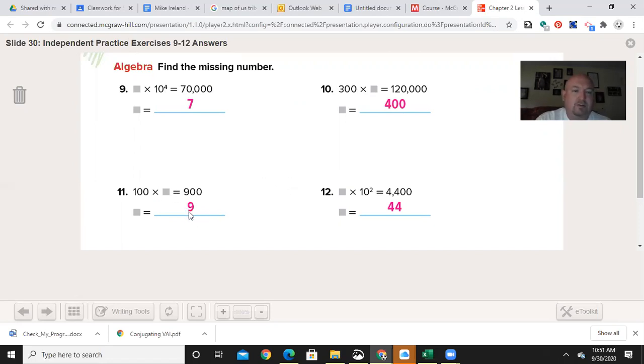All right, 9 divided by 1 is 9. I take out the 2 zeros, just 9. 2 zeros here, 44 divided by 1 is 44, and we're good to go.